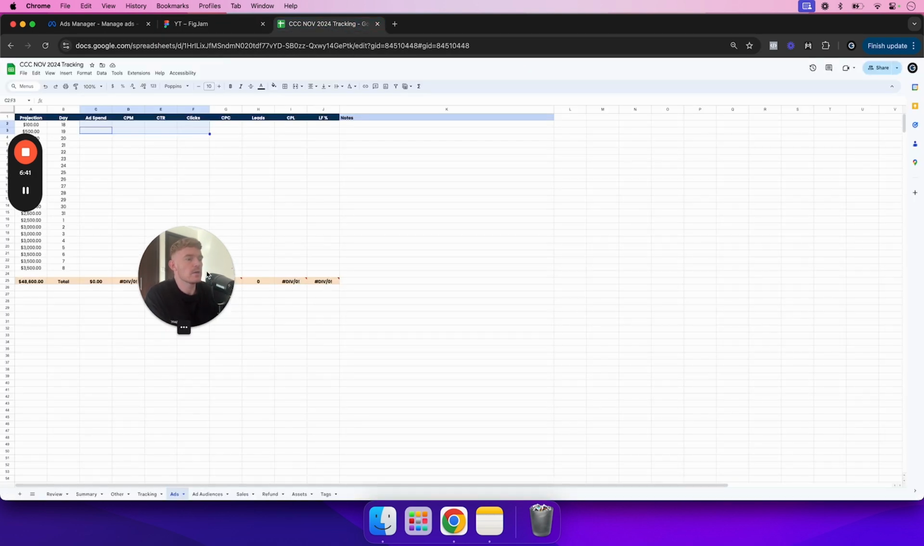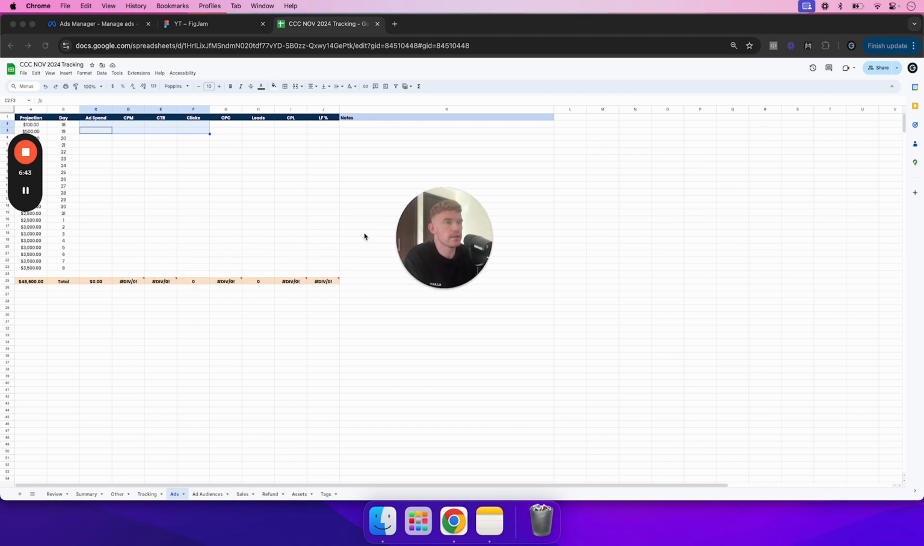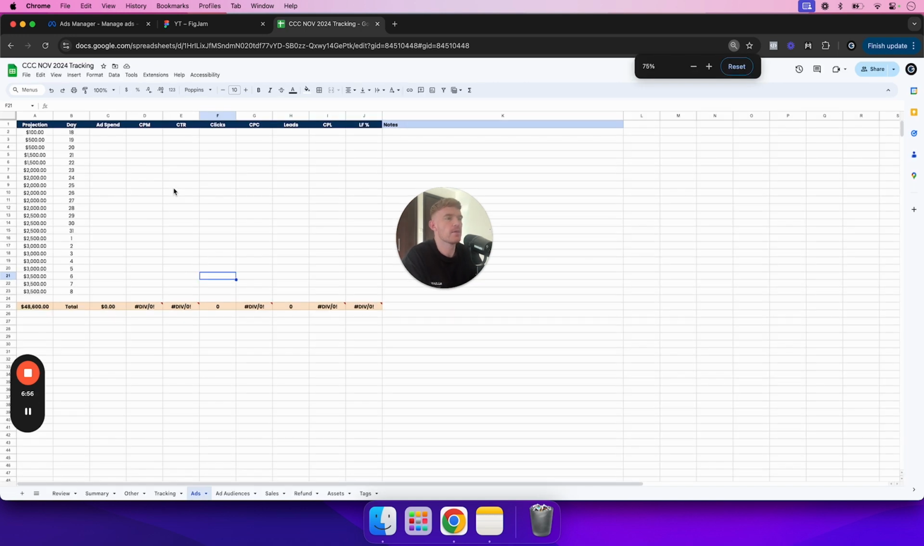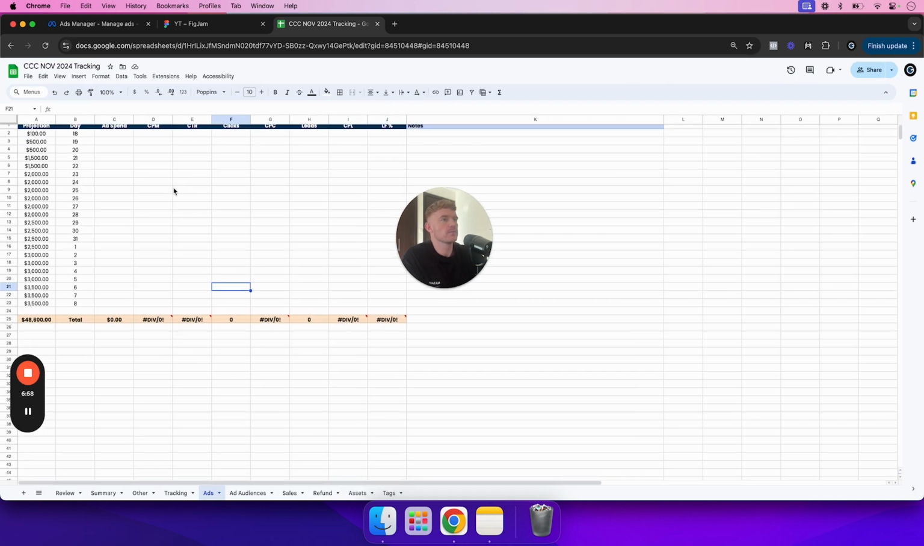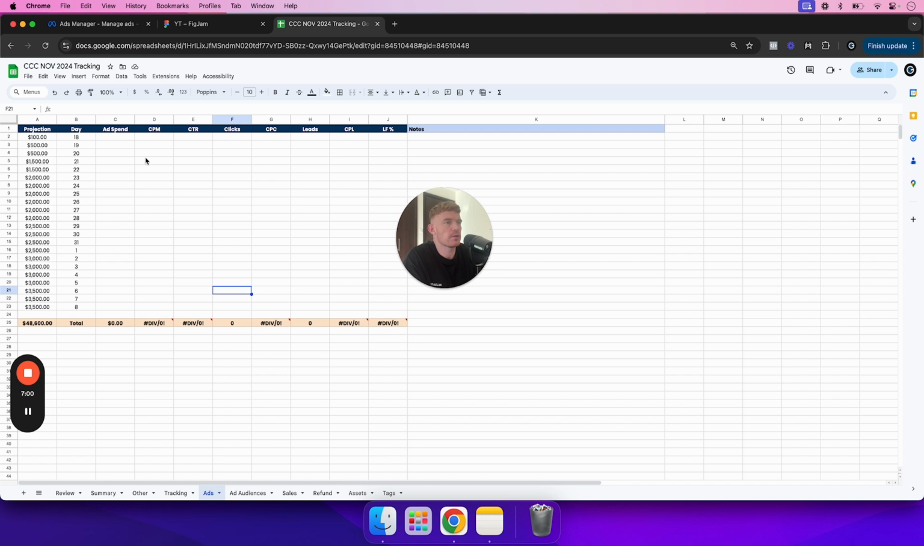So if we look at this, can I move this? Because I don't want this to be in the way. This is my really complex tracking sheet. Maybe we'll make it a little bit bigger. Yeah, there we go. So basically what I'll do every day, and I'll show this sheet to you guys, is track the spend, the CPM, the click-through rate, the clicks, the leads, the cost per lead, and basically the application form conversion. And this is what I'll use to track.